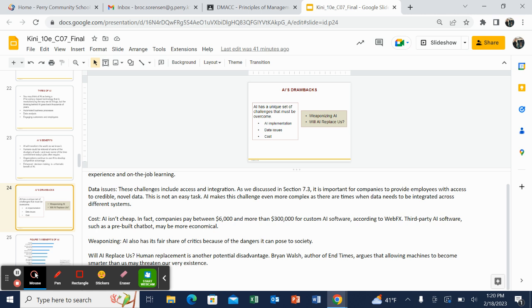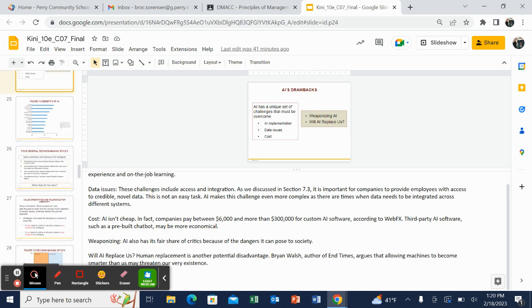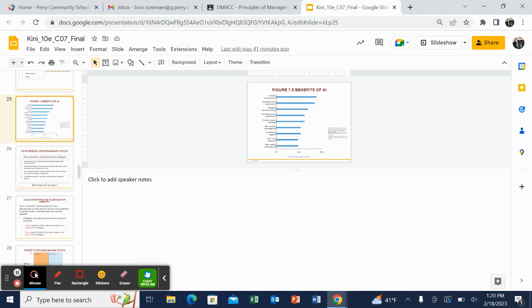And then one last disadvantage or drawback is human replacement. Will AI replace us? That's another huge potential disadvantage for us. So allowing those machines to become smarter actually may threaten us. It's the example of the Terminator movies, where I think there's some fear out there that if we're not careful, it could turn into the real life Terminator, which you don't obviously want to see.